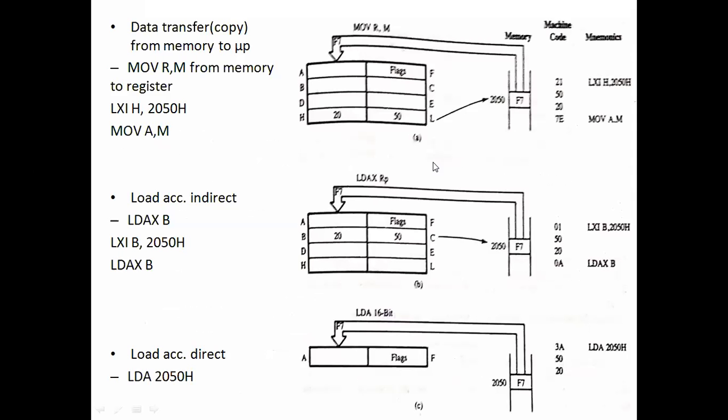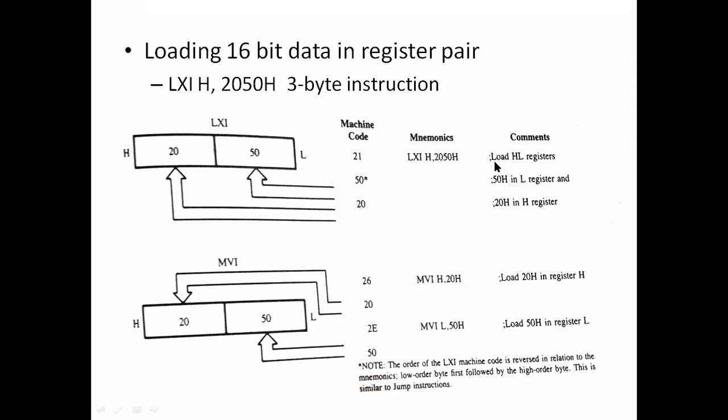LXI H 2050, if I have written, it means it is going to load the HL pair register. But this instruction is a 3-byte instruction. The machine code, or the hex code, of LXI H is 21. And since this instruction is a 3-byte instruction, to store it we require 3 memory locations, and that is why it has been written 21, 50, and 20.